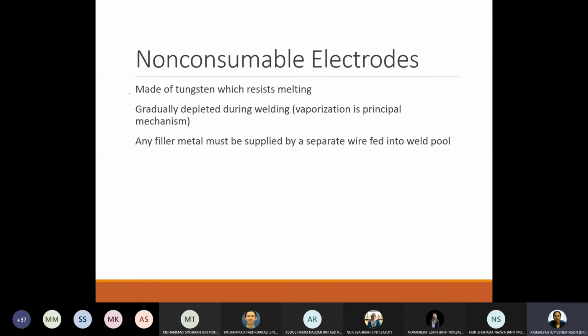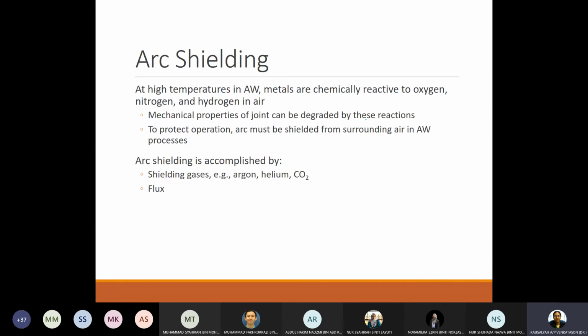All right. So non-consumable electrodes are made out of tungsten, which resists the melting process, and it gradually depletes during the welding. So it works based on the principle of vaporization. Any filler metal must be supplied by a separate wire fed into the weld pool. So those are the characteristics of the non-consumable electrode.